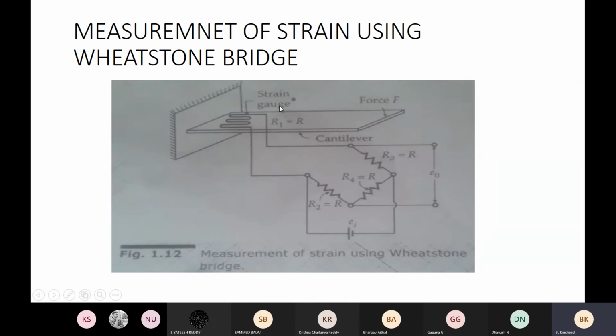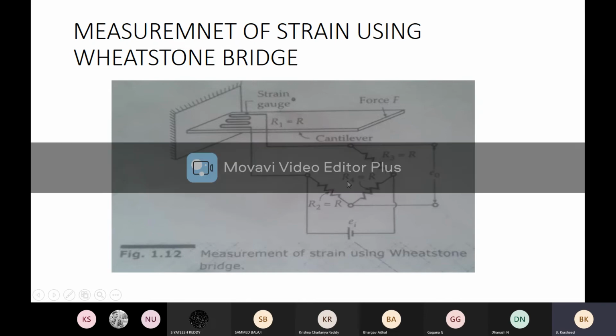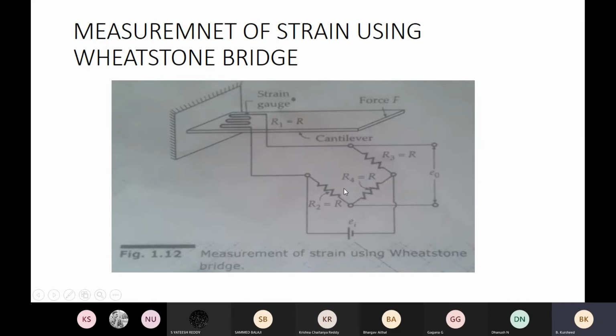If force is applied more, the resistance value will decrease, until it becomes equal, and then the bridge is balanced. Then you will not be getting output. In this manner, the force is measured in terms of resistance of a strain gauge by connecting it to a bridge. Write down this diagram.